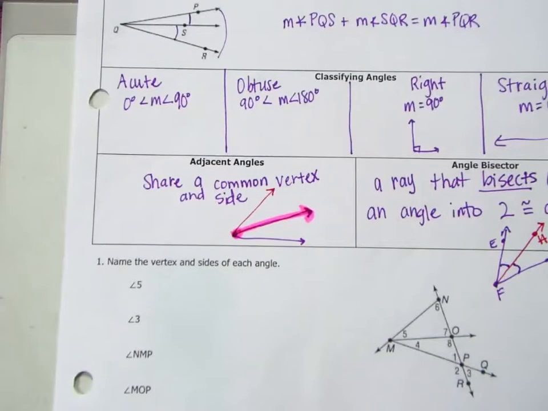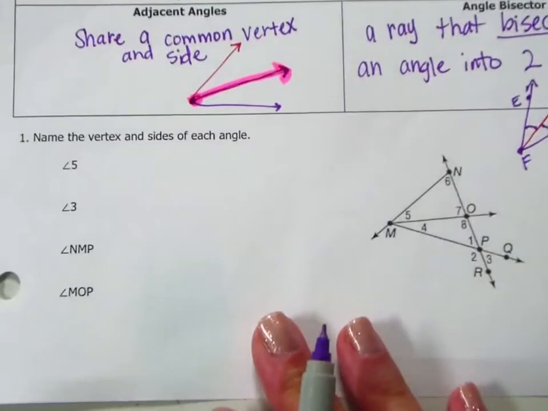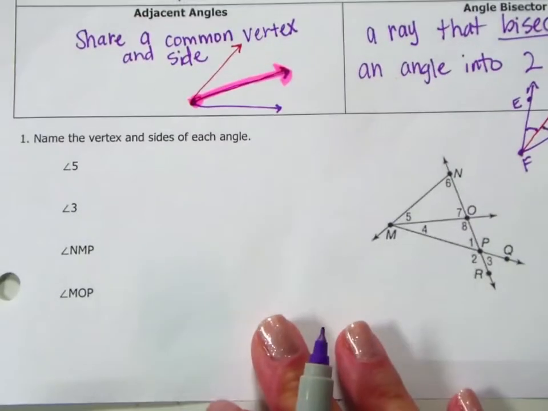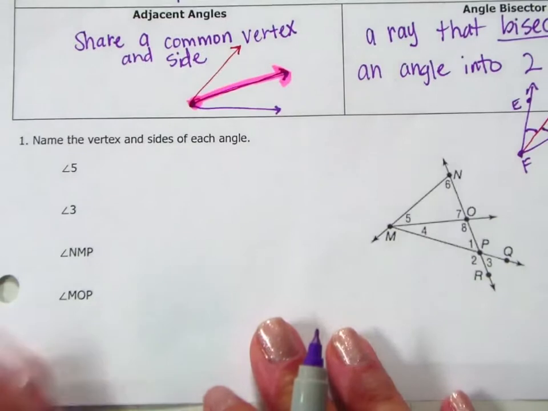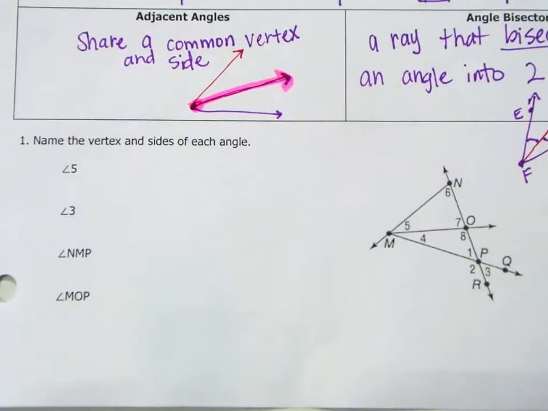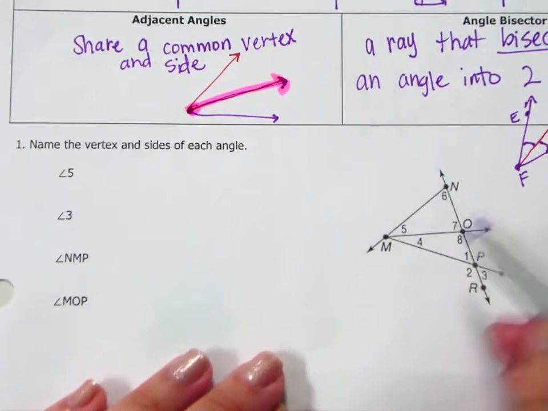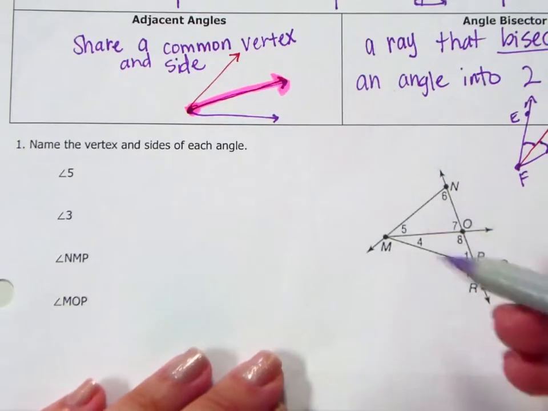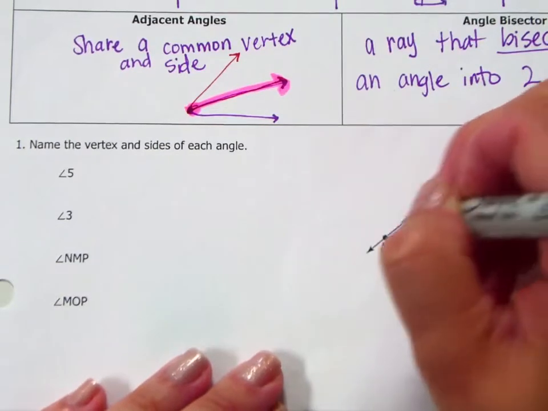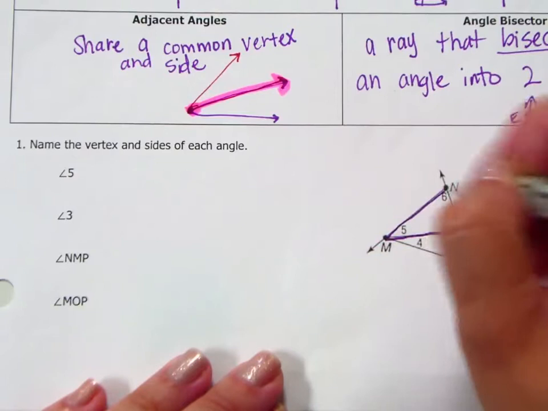All right, we have our first example here. It says to name the vertex and the sides of each angle. I'll do the first two with you, but then I'll have you stop the video and do the last two on your own. So I'm first looking at angle 5. So angle 5 is right here.